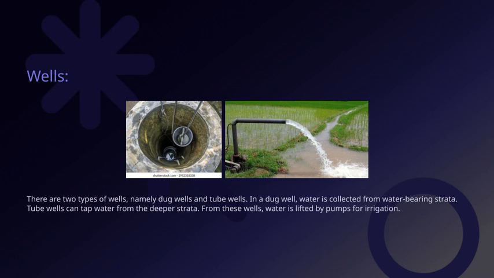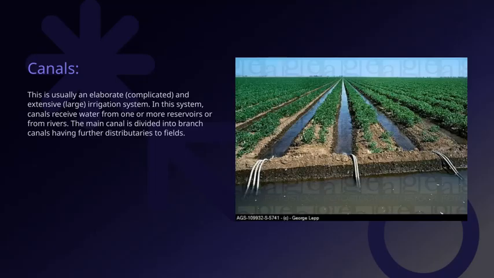This understanding is essential as we think about sustainable water management and ensuring a reliable water supply for the future. Let's talk about canals. These are typically quite elaborate and extensive irrigation systems designed to efficiently distribute water across large areas. They usually receive water from one or more reservoirs or directly from rivers, serving as the main channels that supply water to the fields.